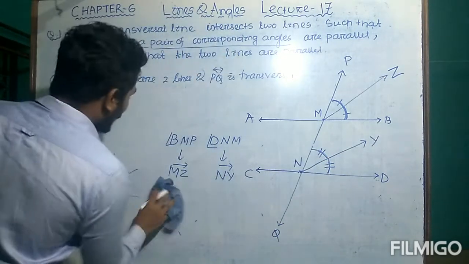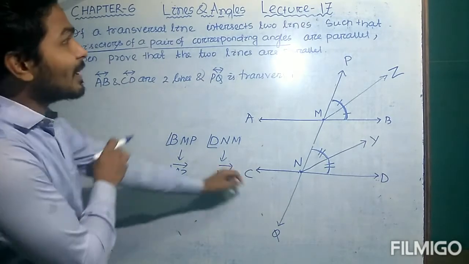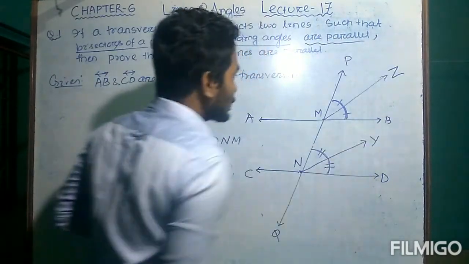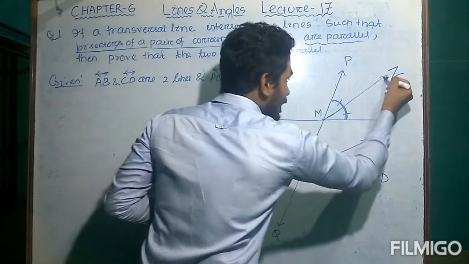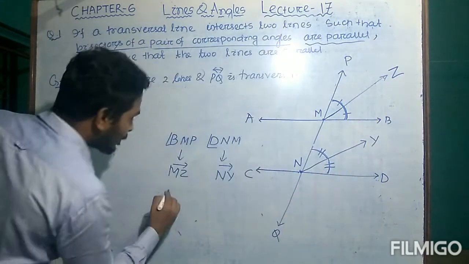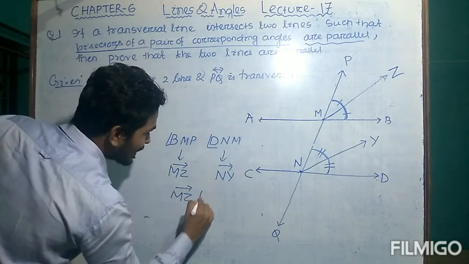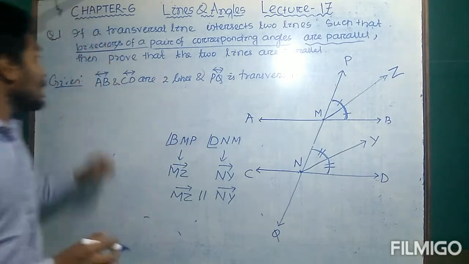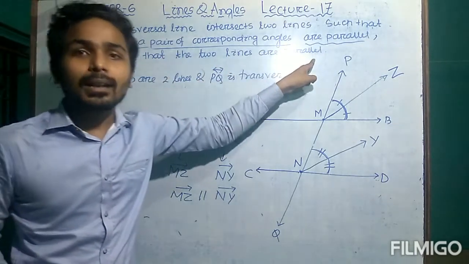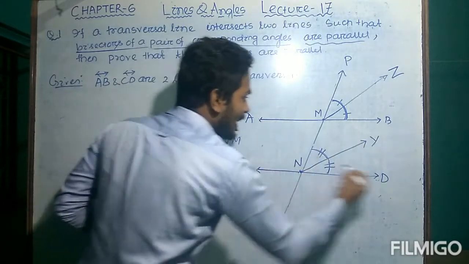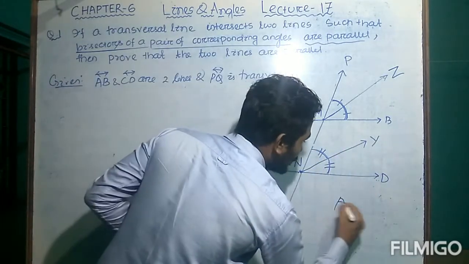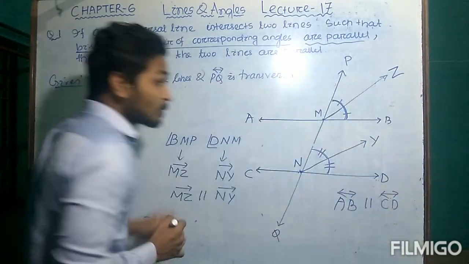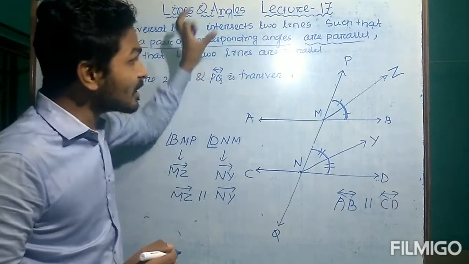Understood? Now, what is given in the question? In the question it is given that these two angle bisectors are parallel. So according to the question, it is given that the angle bisectors MZ and NY are parallel. MZ is parallel to NY. And now you have to prove that the two lines are parallel. Which two lines? These two lines, AB and CD. So you have to prove that AB is parallel to CD. This is the basic of this question. You have to first understand it clearly.